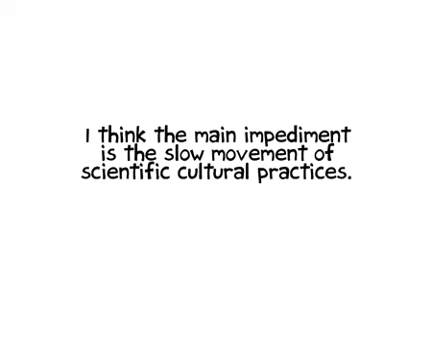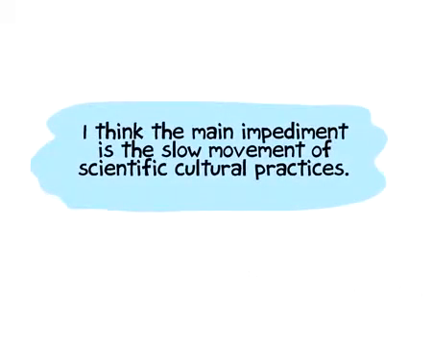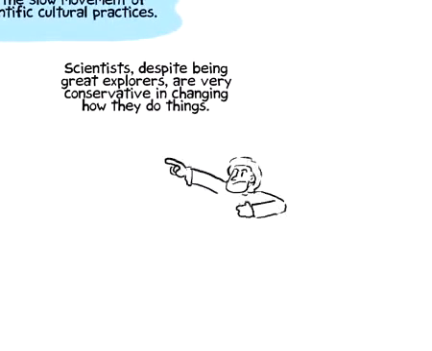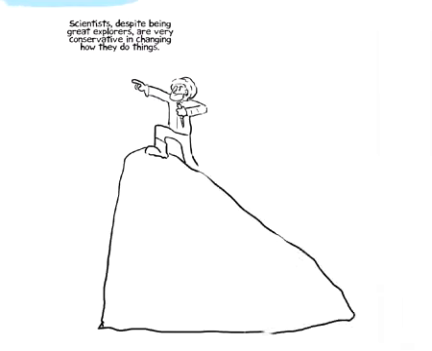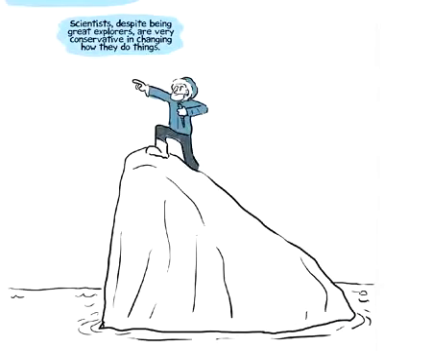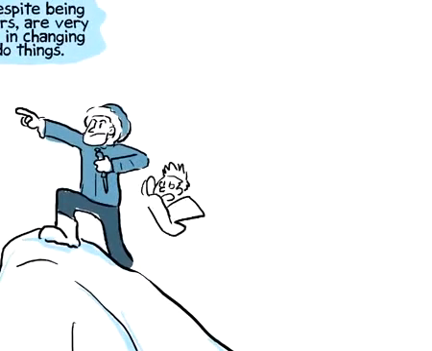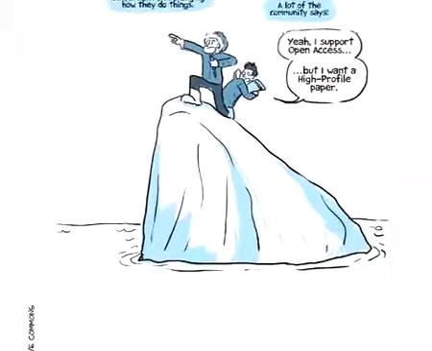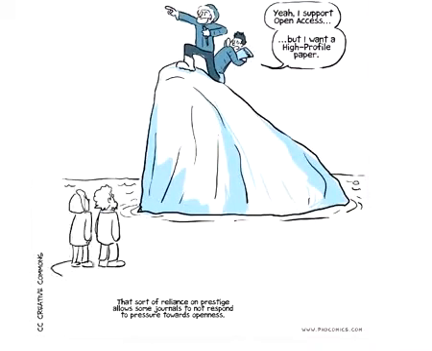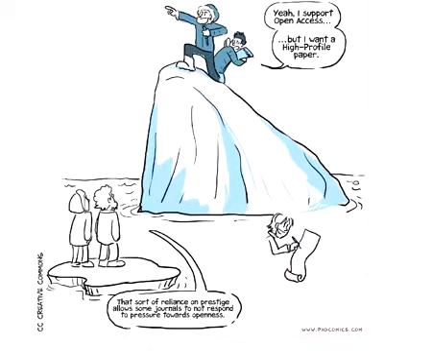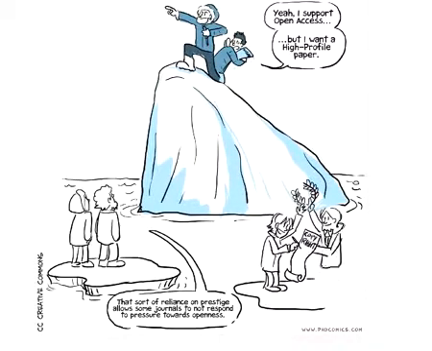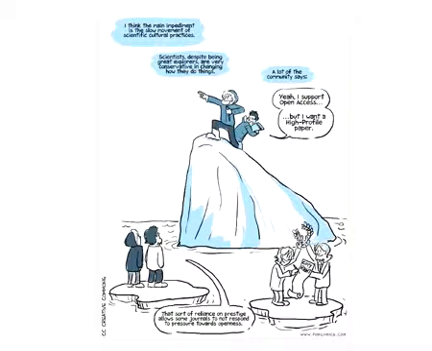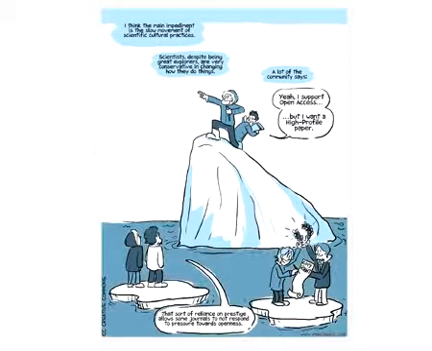I think the main impediment is the incredibly slow movement of scientific cultural practices. I mean, I think scientists, despite being great explorers in terms of knowledge, are sort of very conservative in terms of changing their practices. Lots of the community says, oh yeah, I support openness, but I want a Nature paper. That sort of reliance upon impact factor and the name of the journal does allow some journals to not respond to the community pressure towards openness.